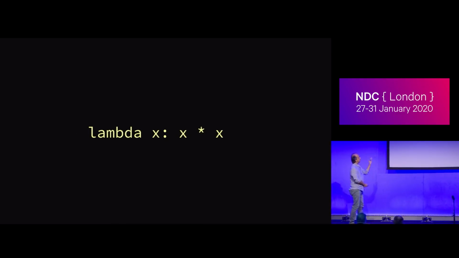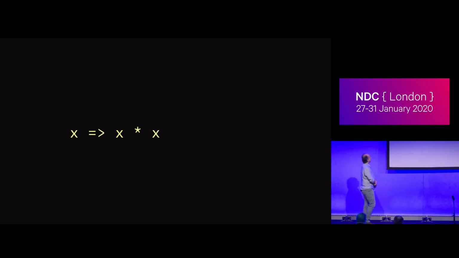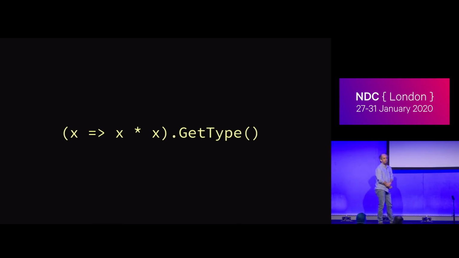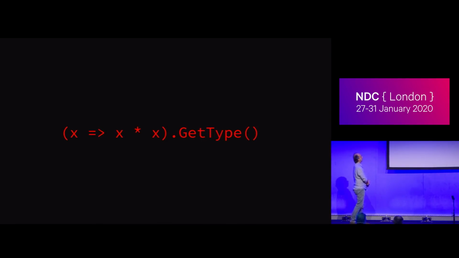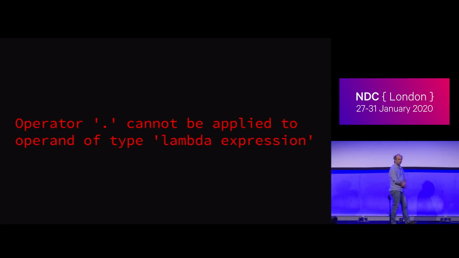If I go to Python, I can wrap that expression in type, and I will get an answer. It'll tell me, hey, this is a function. This is an object of class function. But if I go to C# and try to get the type, this does not work out quite so well for me. Operator dot cannot be applied to operand of type lambda expression. That's it, no explanation. I'm sorry. Do not pass go. But why?